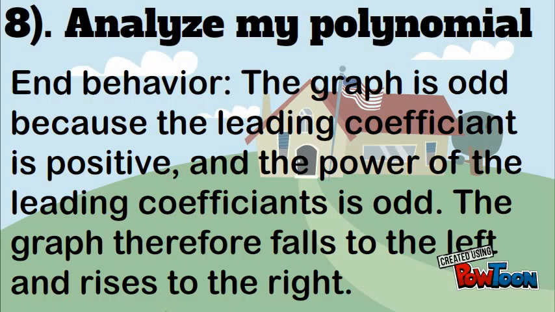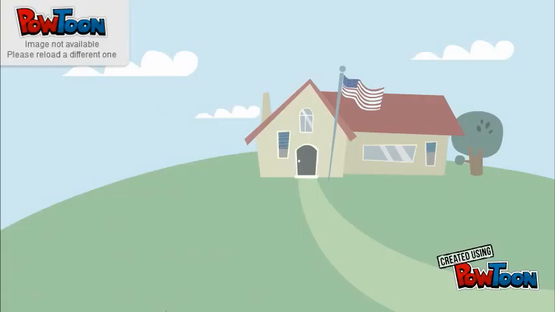The end behavior of the graph is odd because the leading coefficient is positive, and the power of the leading coefficient is odd. The graph therefore falls to the left and rises to the right. As we can see here, the graph goes down to negative infinity and it goes up to positive infinity. So that's for the domain and the range.